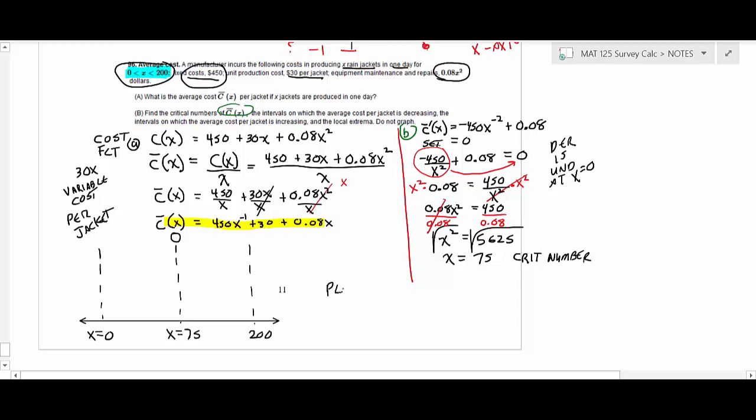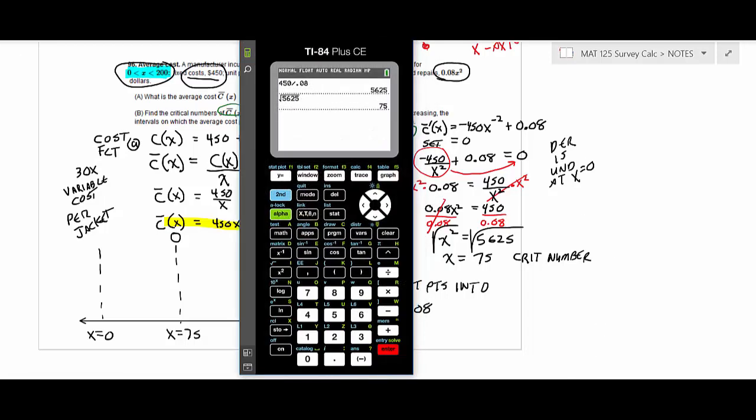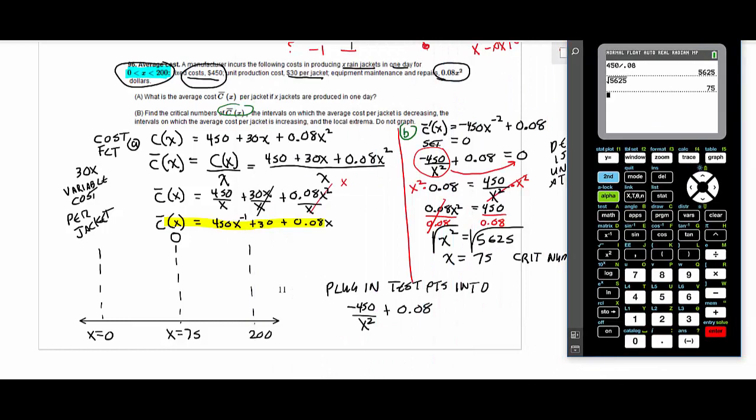So we're going to plug in the test points into the derivative. And we'll use our calculator to do this. So the derivative was negative 450 over x squared plus 0.08. Okay, so let's just do this on the calculator. No sense to do it any other way. So let's do some test points.